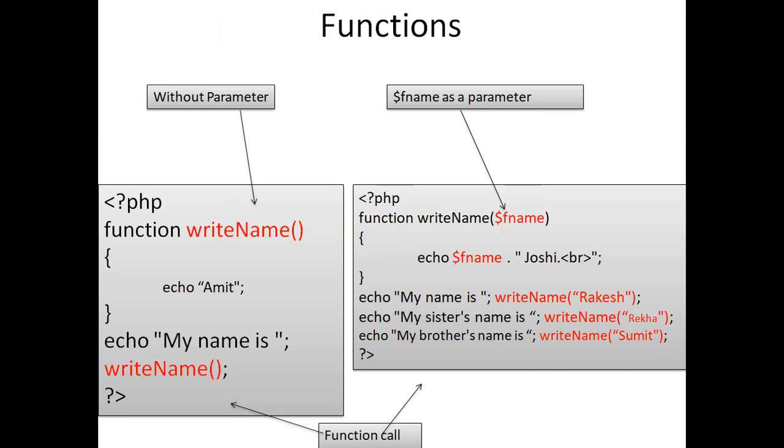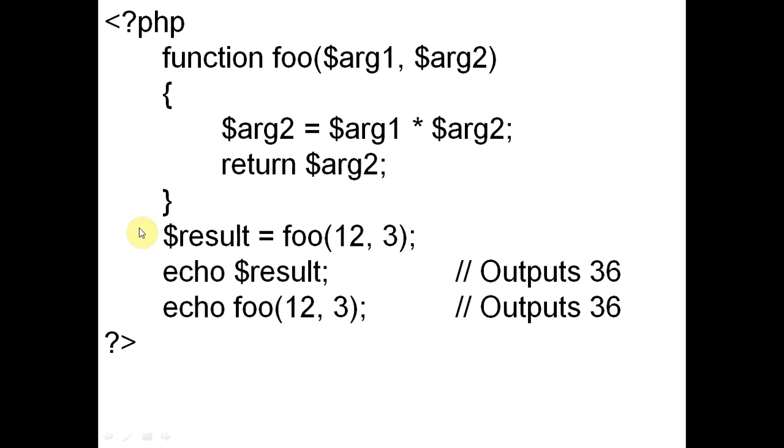In the first program we are not passing any argument, and in the second program we are passing one argument. So this is function programming and function call, and this is almost the same as in other programming languages, but we have to remember that we always have to put the $ sign before the variable, and the function is started by the keyword function.